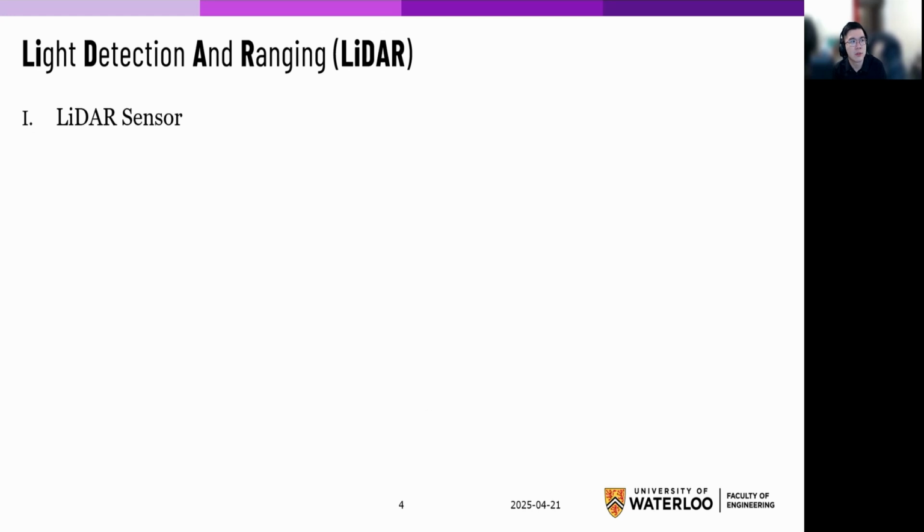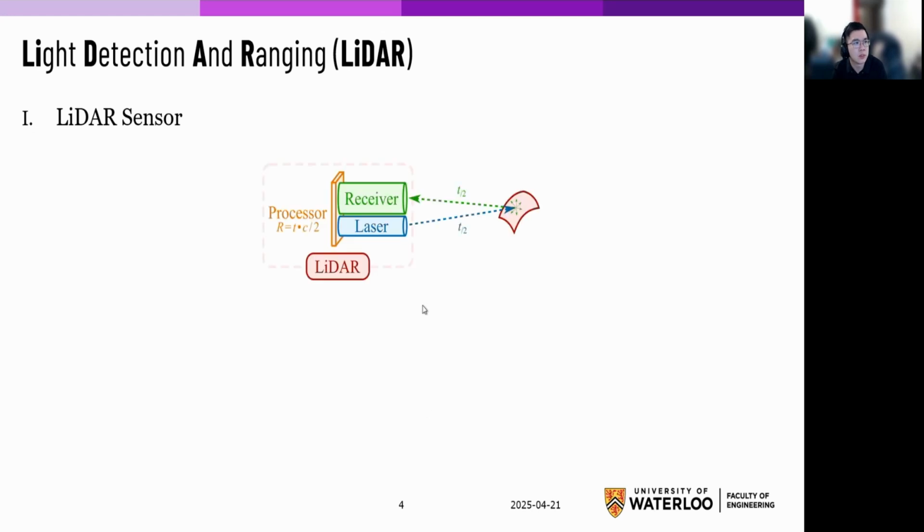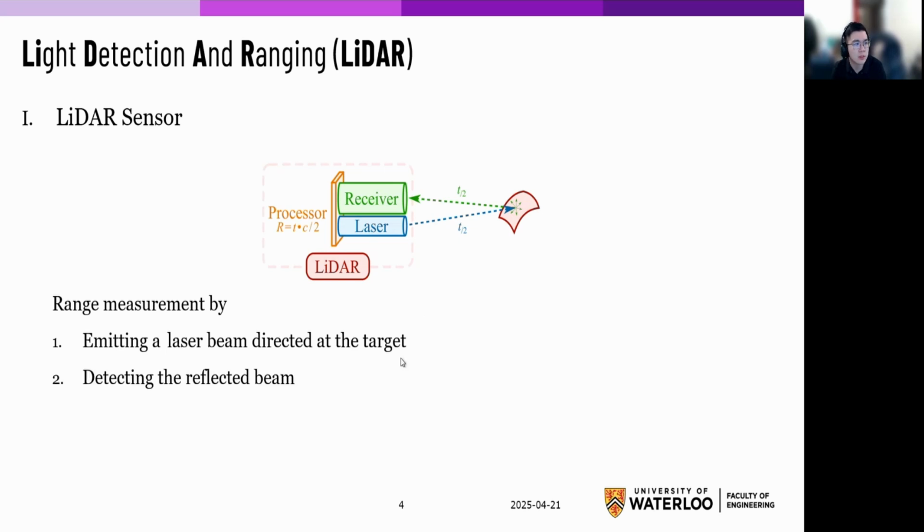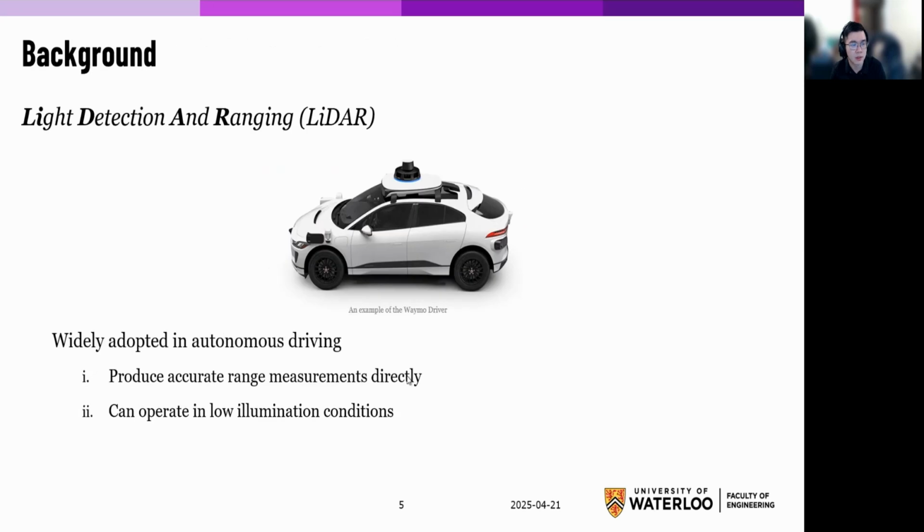So LiDAR stands for light detection and ranging. It's an active sensor that works by measuring the range by emitting a laser beam directly at the target and detecting the reflected beam and then calculating the range based on the signal delay. Compared to camera sensor and radar sensor, a LiDAR can directly produce really accurate range measurements and can operate in low light conditions as opposed to camera sensors. And as a result, it's very favorable and widely adopted in the autonomous driving applications.